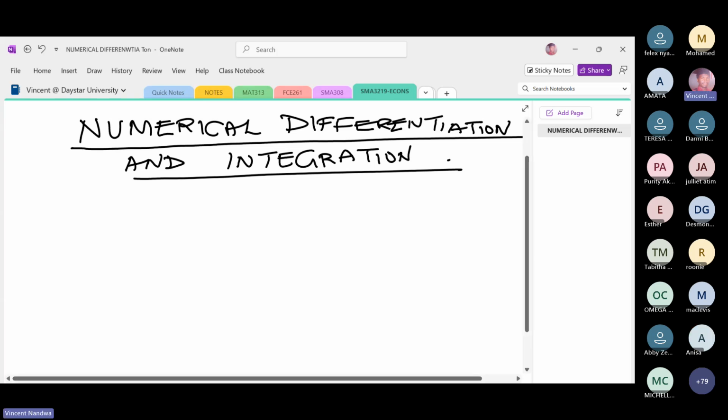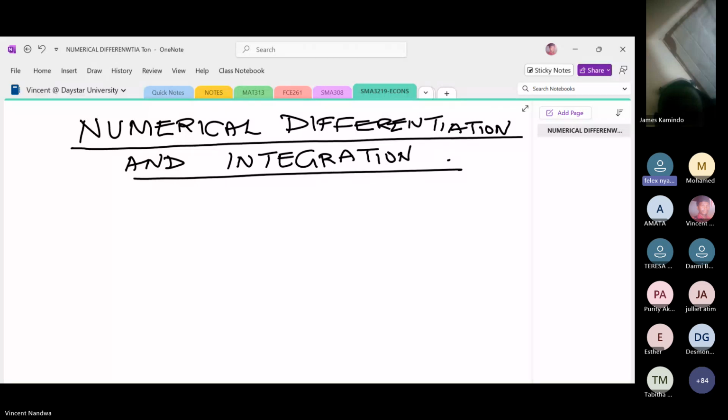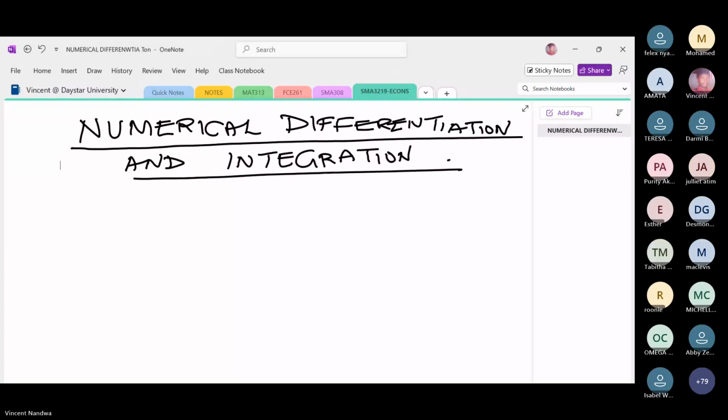So the topic on numerical differentiation and integration assumes that you have already done interpolation. The methods of carrying out numerical integration and differentiation will be derived based on your concepts on interpolation. So we start with the first, numerical differentiation.